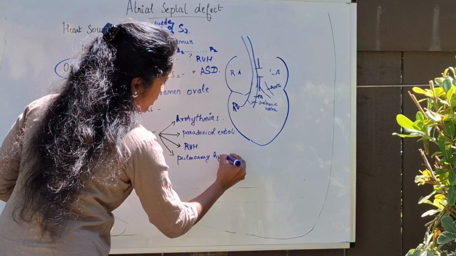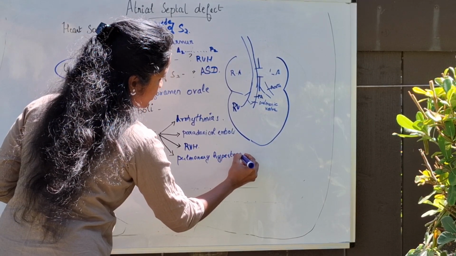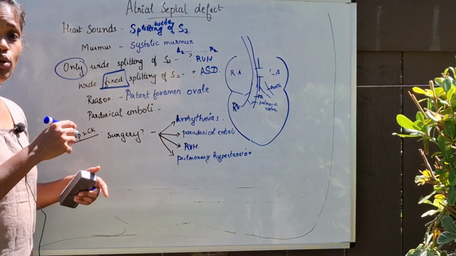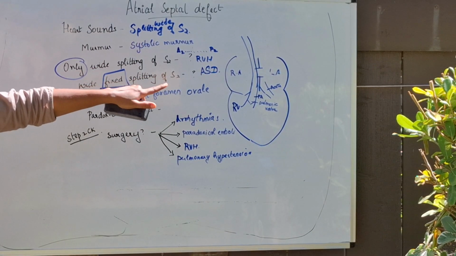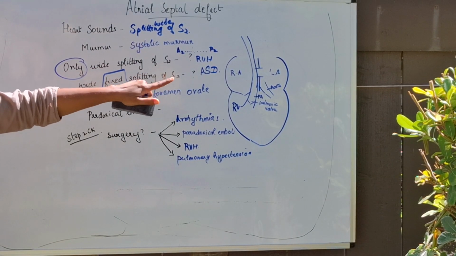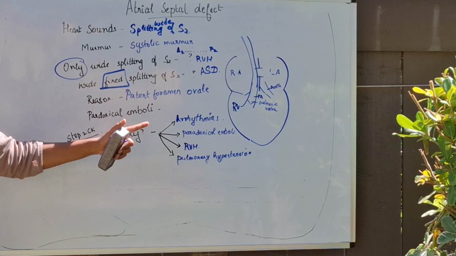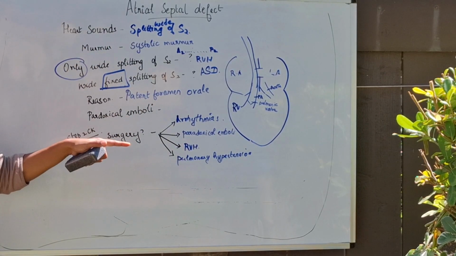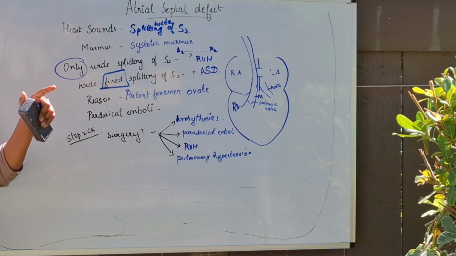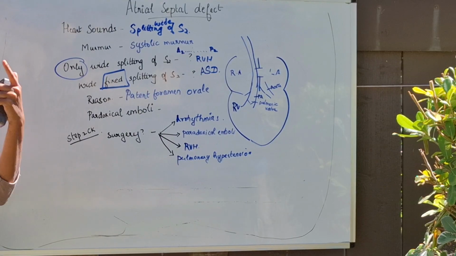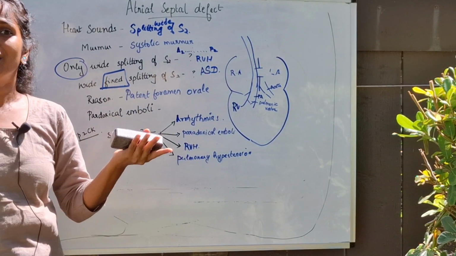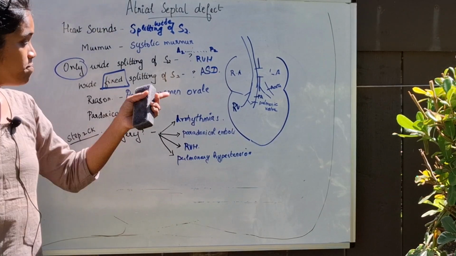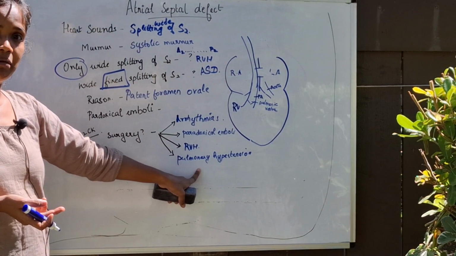why does pulmonary hypertension happen in atrial septal defect? This is because there is a large quantity of blood entering from the left atrium to the right atrium and from the right atrium to the right ventricle, and a large quantity entering through the pulmonary artery into the lungs. There is excess of pressure in the lungs, right? The lungs also cannot tolerate the larger quantity of blood. Therefore, that can lead to pulmonary hypertension.